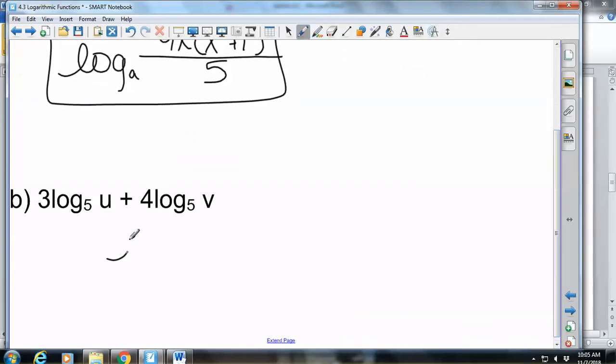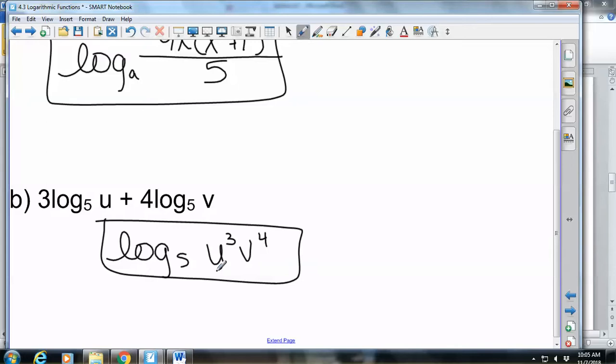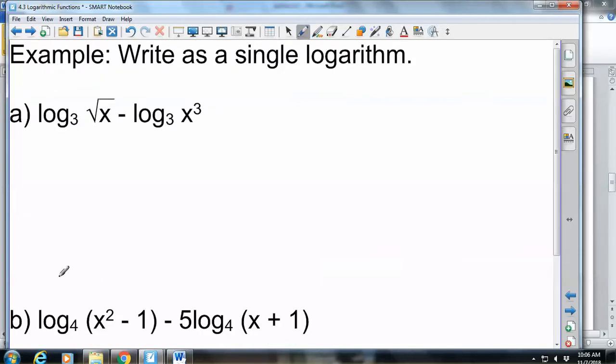Second one, these are both positive, so it's just multiply together. So this would be u to the third and v to the fourth. Is that okay? All right, last couple of these.